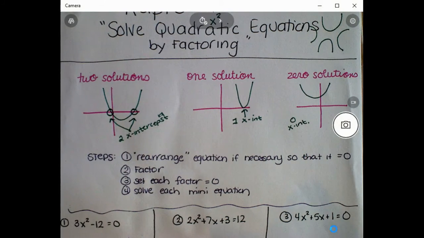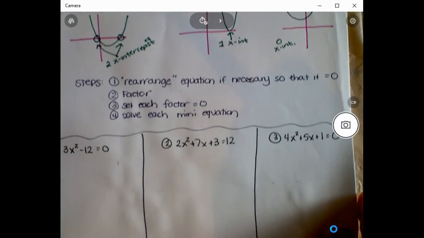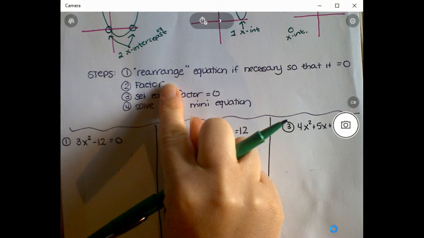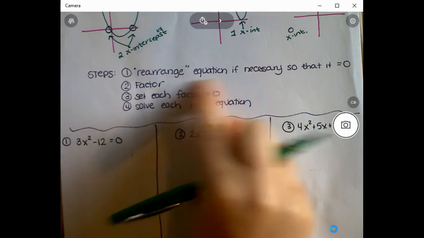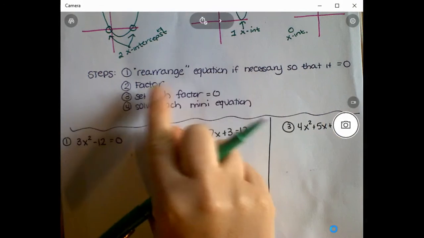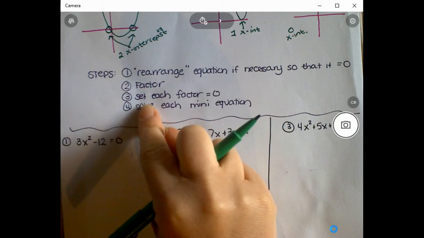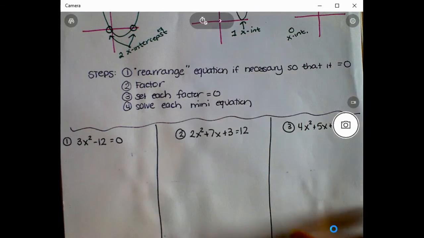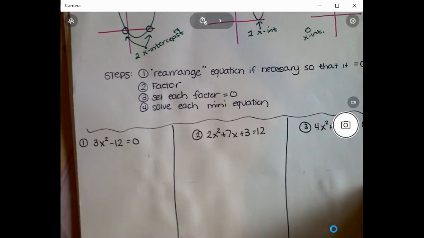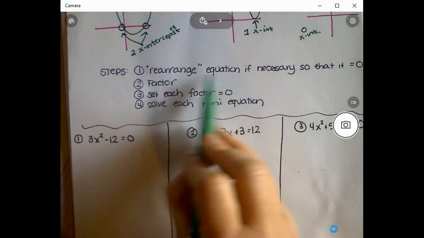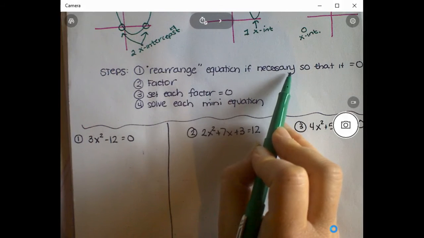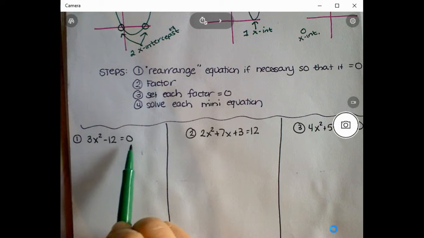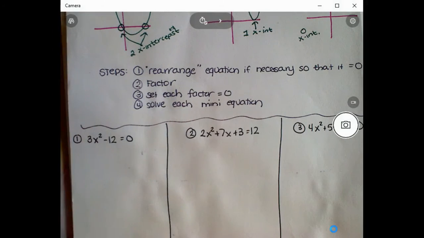All right, so let's look at the steps to solve by factoring. The first thing you want to do is rearrange the equation, if necessary, so that it equals 0. Next, you will factor. Set each factor equal to 0 and solve each mini equation. So I'm going to demonstrate that for you 3 times. Step 1, rearrange the equation if necessary so that it equals 0. Well, look, this one already equals 0. So we're going to move directly to step 2, which is factor.